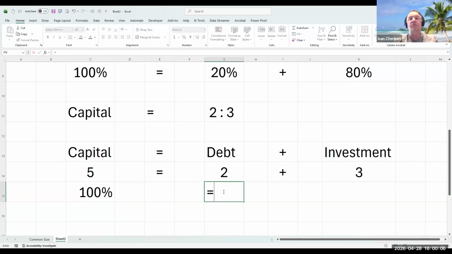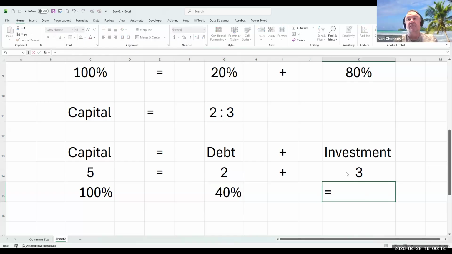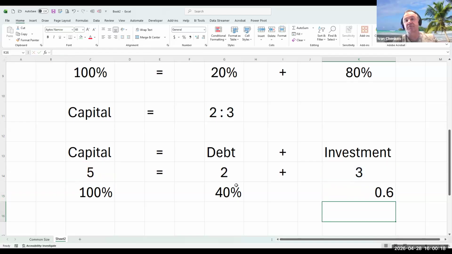Then what will be 2 divided by 5? It's going to be 40%. How much is the 3 divided by 5? Well, there's not much options here. It has to be 60%. Make sense?